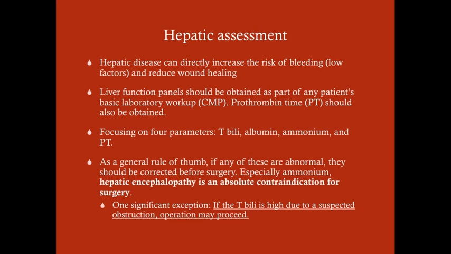The one significant exception would be if the total bilirubin is elevated and that's due to a suspected obstruction. In that case, you would have a jaundiced patient with an elevated T-bili, and you'd think, oh, gee, maybe I should not do surgery. But in that case, you can go ahead with surgery. Remember that in these patients, it will always be an elevated conjugated bilirubin. When you break down the total bilirubin into direct and indirect, this would be an elevated direct bilirubin, caused by things like stones.